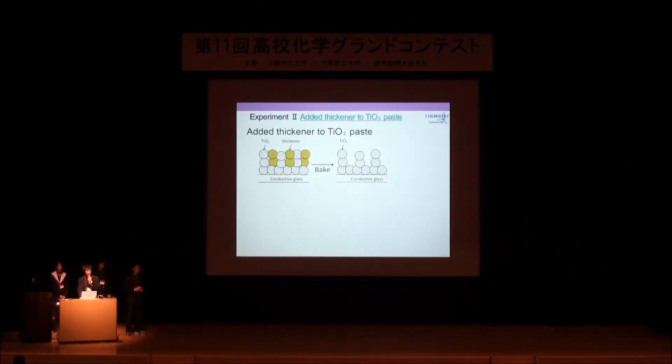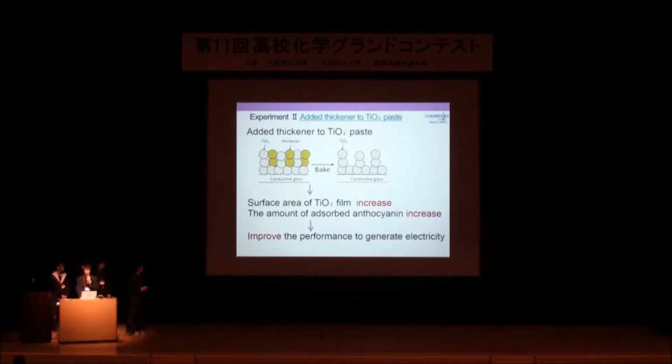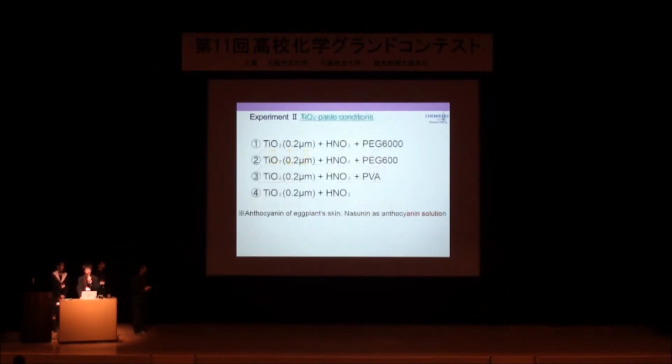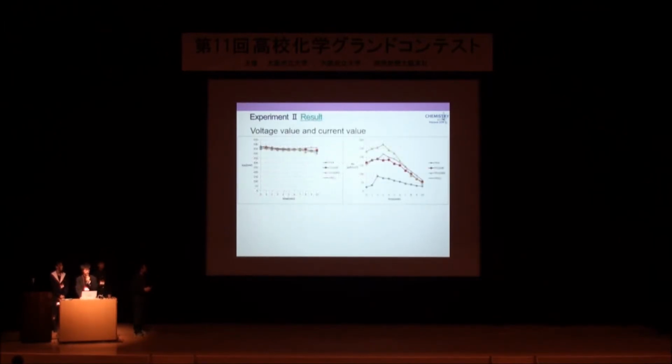If I add polymer to titanium oxide paste, it forms a porous film. So, the surface area of the titanium oxide film and the amount of adsorbed anthocyanin increase. Then, I add these three kinds of polymers. This is the result. From this graph, it shows that the larger the molecular weight of the polymer is, the larger the surface area of the titanium oxide film is. Polyvinyl alcohol wasn't vaporized at the baking stage, and electrons were difficult to transfer. As a result, the condition is appropriate when the polymer is polyethylene glycol 6 size.